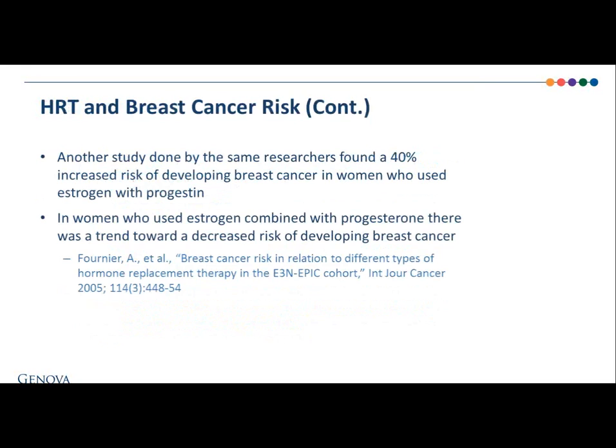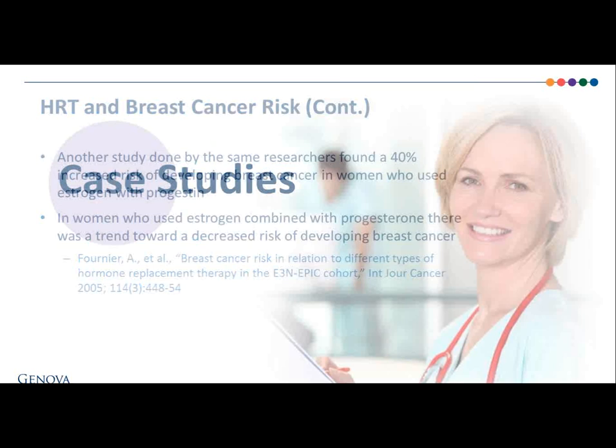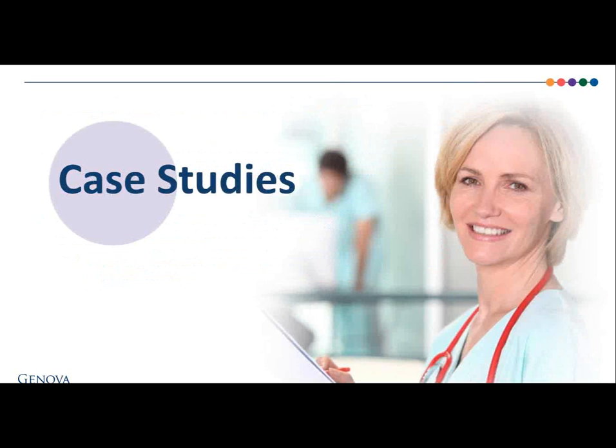Another study done by the same researchers found a 40% increased risk of developing breast cancer in women who used estrogen with progestins. In women who used estrogen combined with progesterone, there was a trend toward a decreased risk of developing breast cancer. So it really, again, is all about balance.